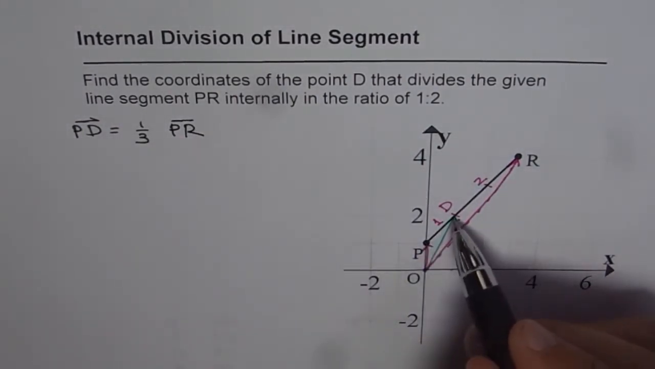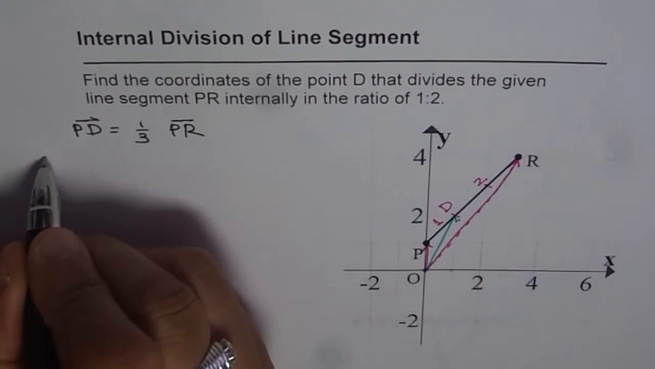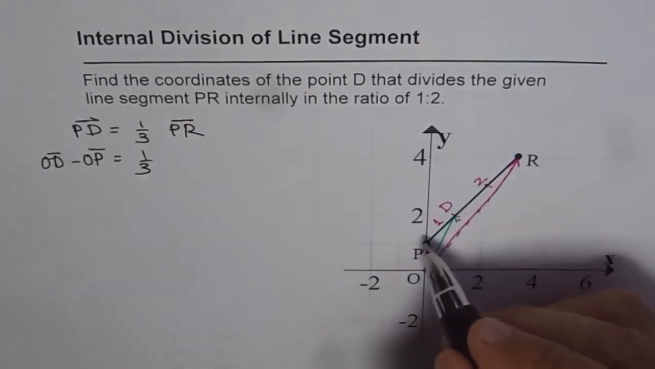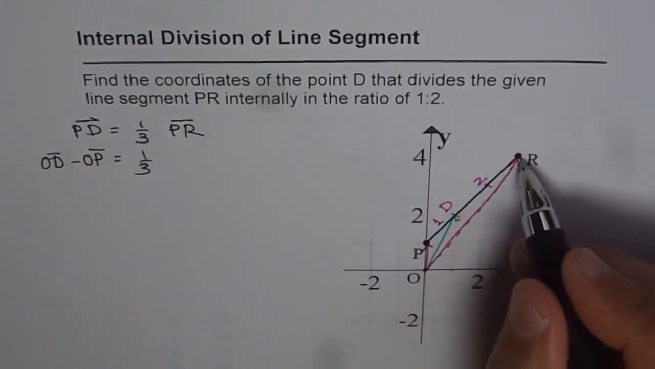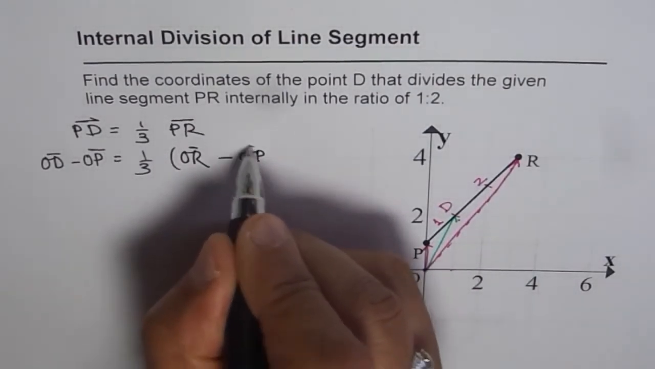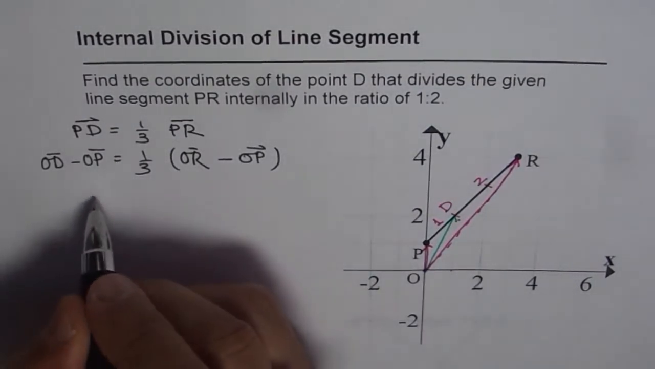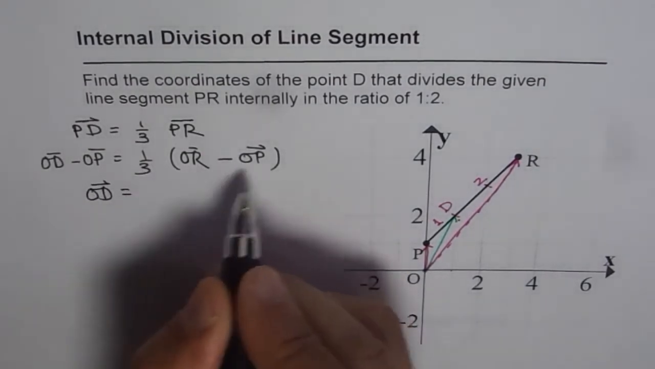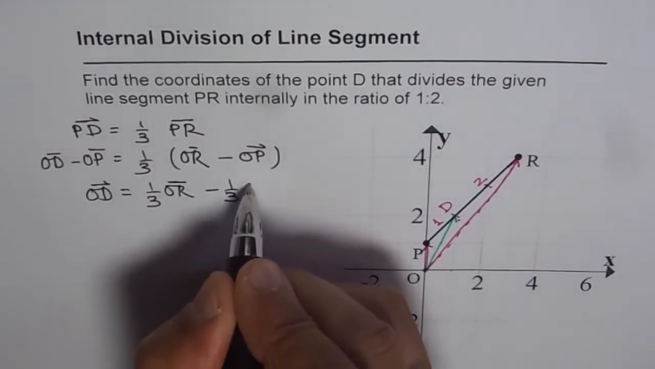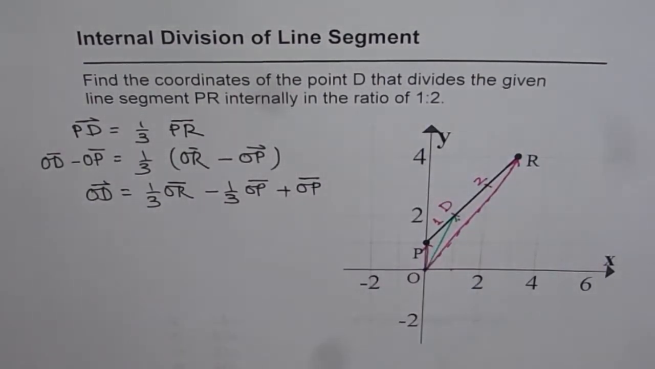Now PD could also be written in terms of OD. We can say PD is OD minus OP. So we can write this as OD minus OP is 1/3 of PR, and PR can be written as OR minus OP. OR minus OP. Correct. Now from here we can find the position vector OD. So OD is equal to, let's expand this, we have 1/3 of OR minus 1/3 of OP, and we bring it here, we get plus OP, right? So we get OD, the position vector.